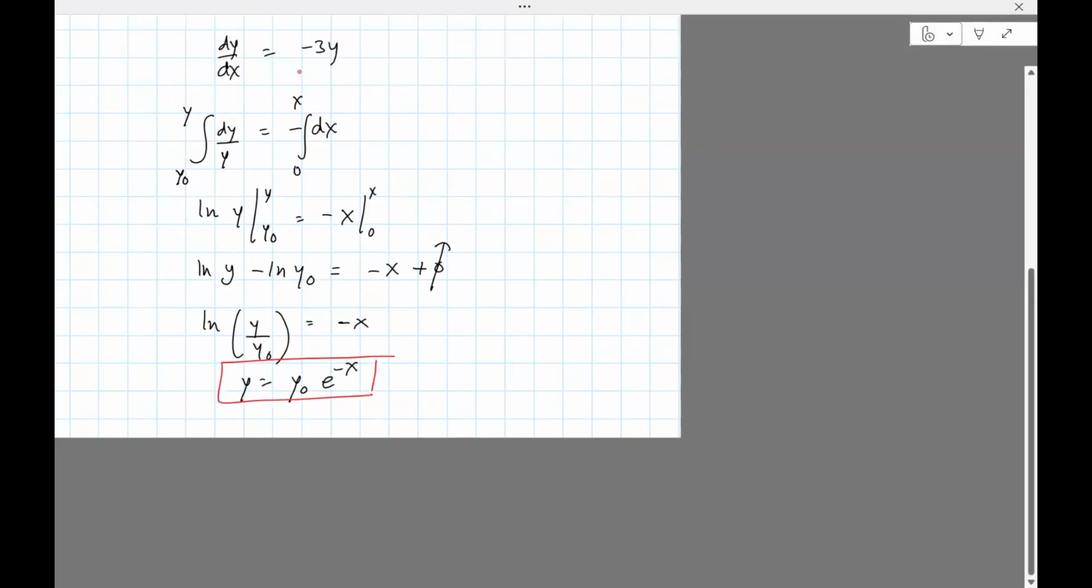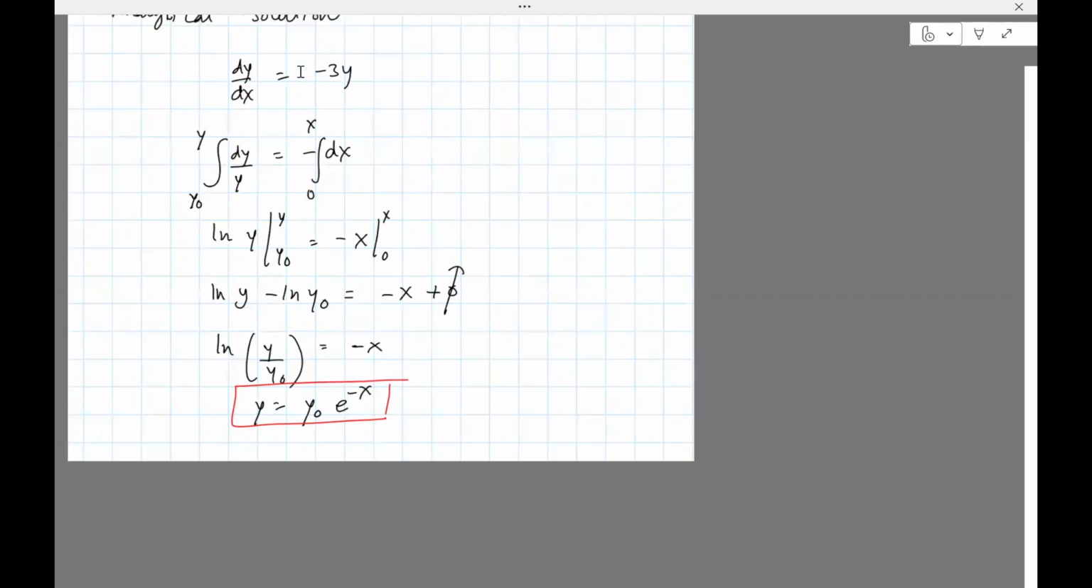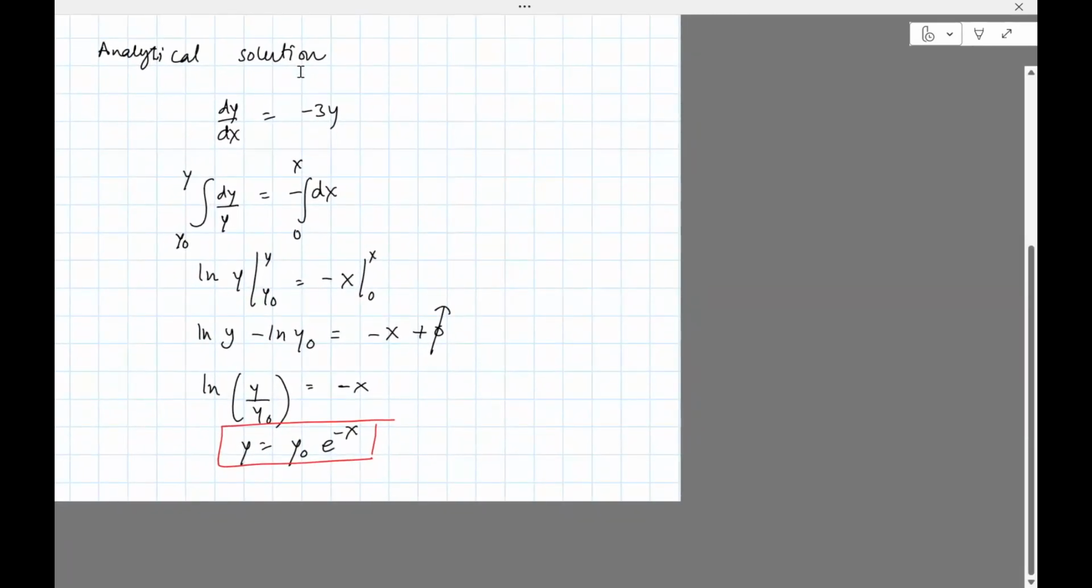So now we have a good reference to check. Once we get an answer, we can actually plug in the value of y0, which is 1 here, and x, whatever it is, 0, 0.1, and compute what y is. Then we can compare it against the other values we get from modified Euler and Runge Kutta. Let's do that in a bit. Okay, so that's the analytical solution.